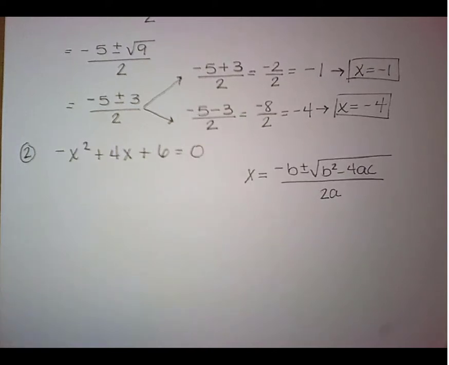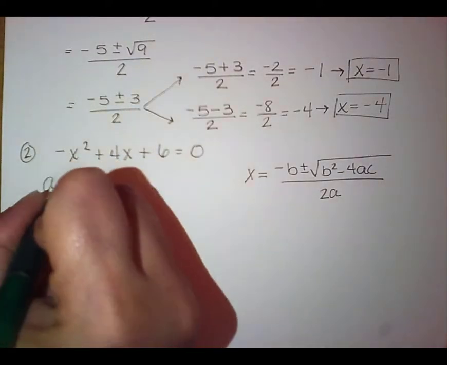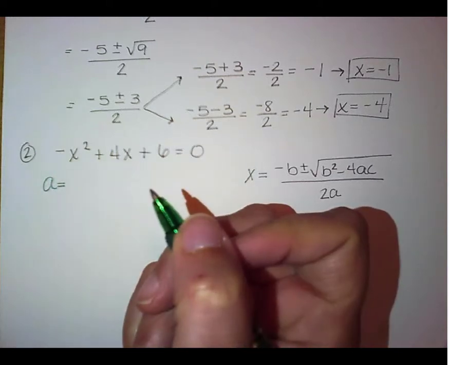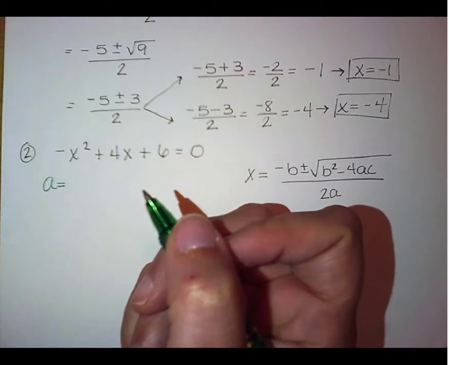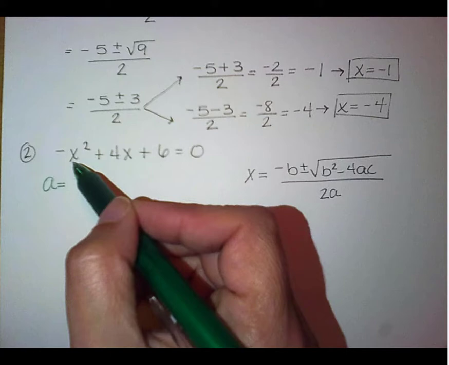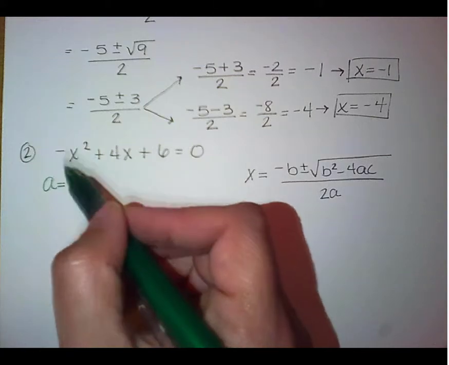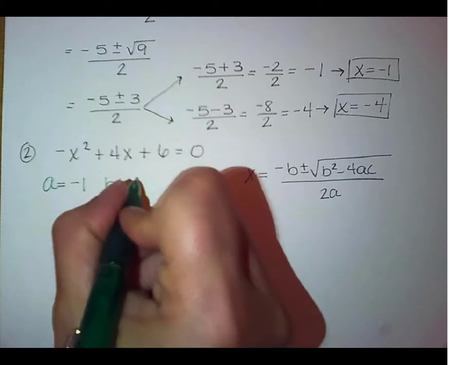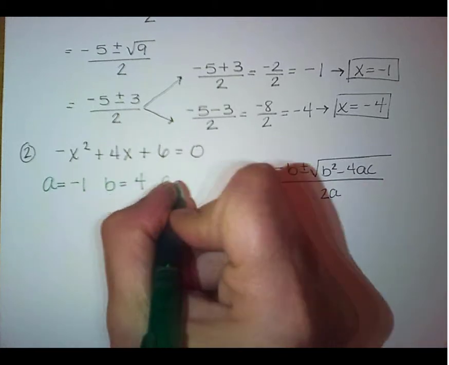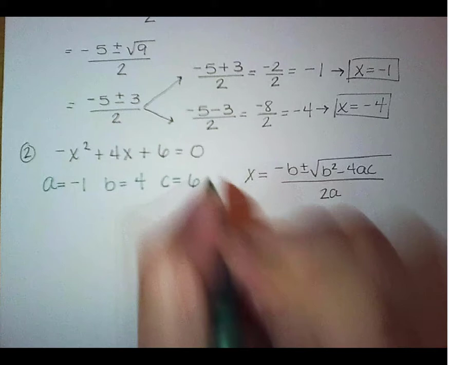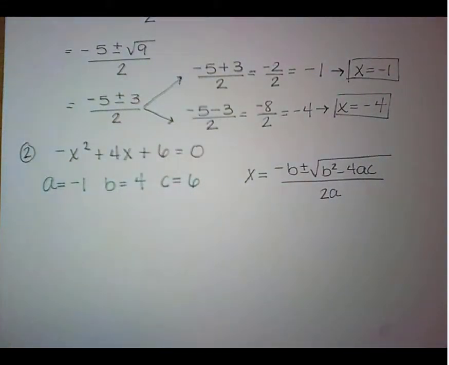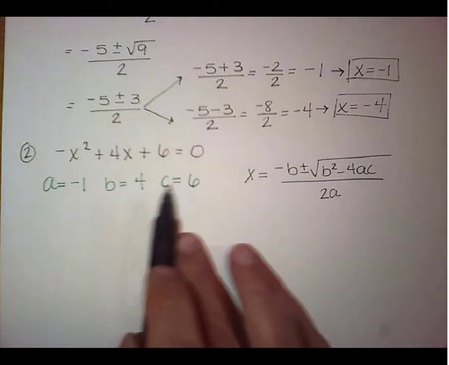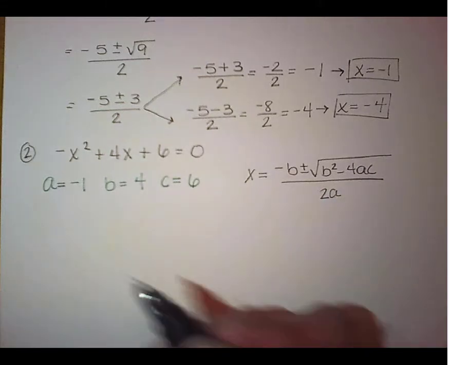Coming over here again, writing down our a, b, and c. Now remember, our a, b, and c should always only ever be numbers, no variables. So for instance, our a for our first one is going to be a -1. Our b is going to be a +4. And c is going to be a +6. Okay, so now we get to plug these three values into our quadratic formula.